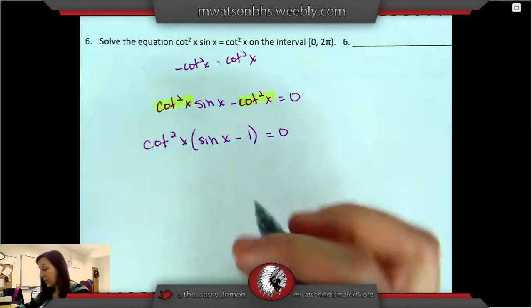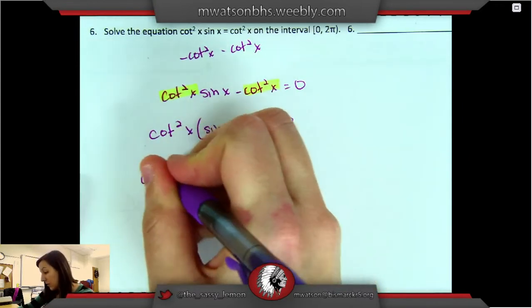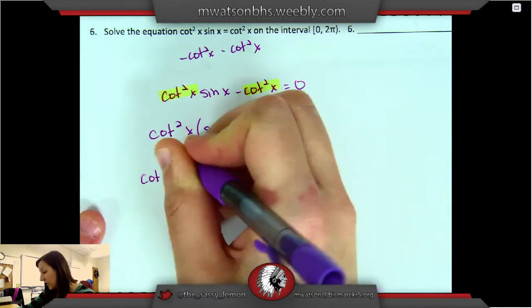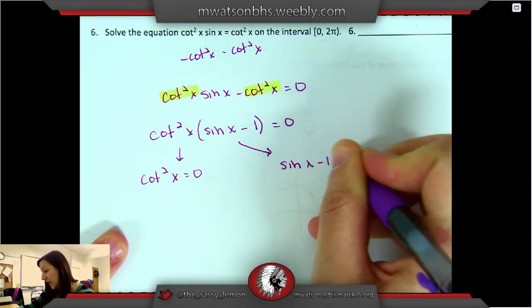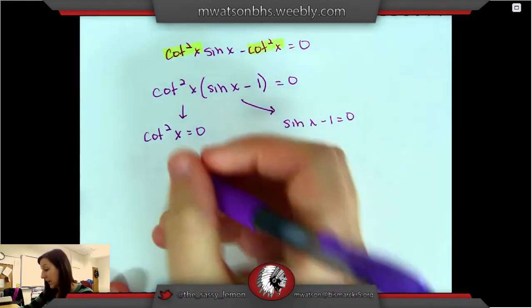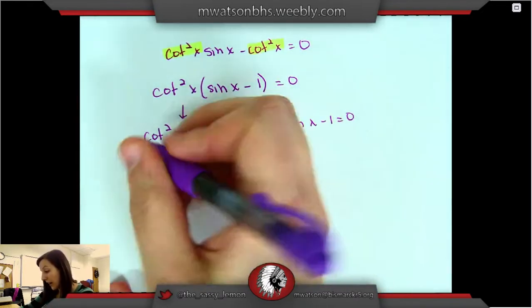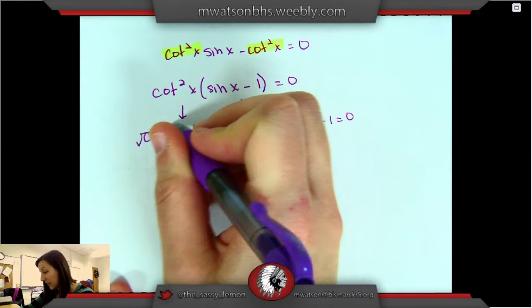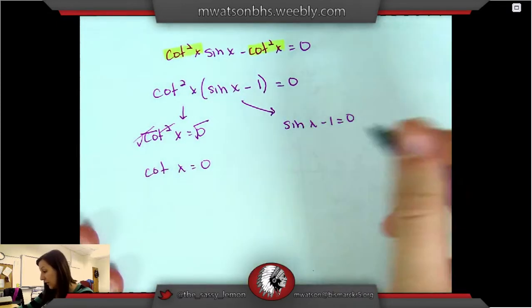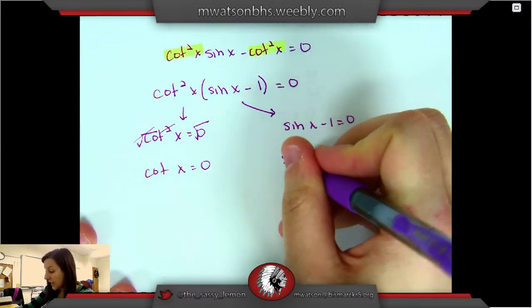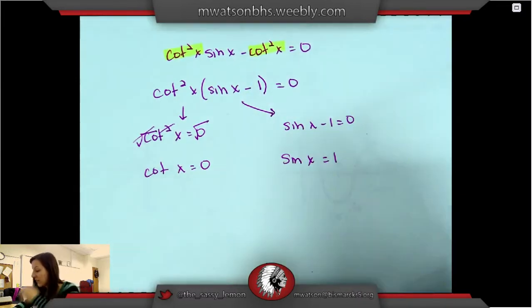Now that we've factored it, we can set each of these equal to 0, and they'll have their own equations. And then we solve each one independently. This cotangent squared x, we're going to square root to get rid of the square. And we have cotangent x equals 0. And over here, we're going to add 1 and get sine x equals 1.